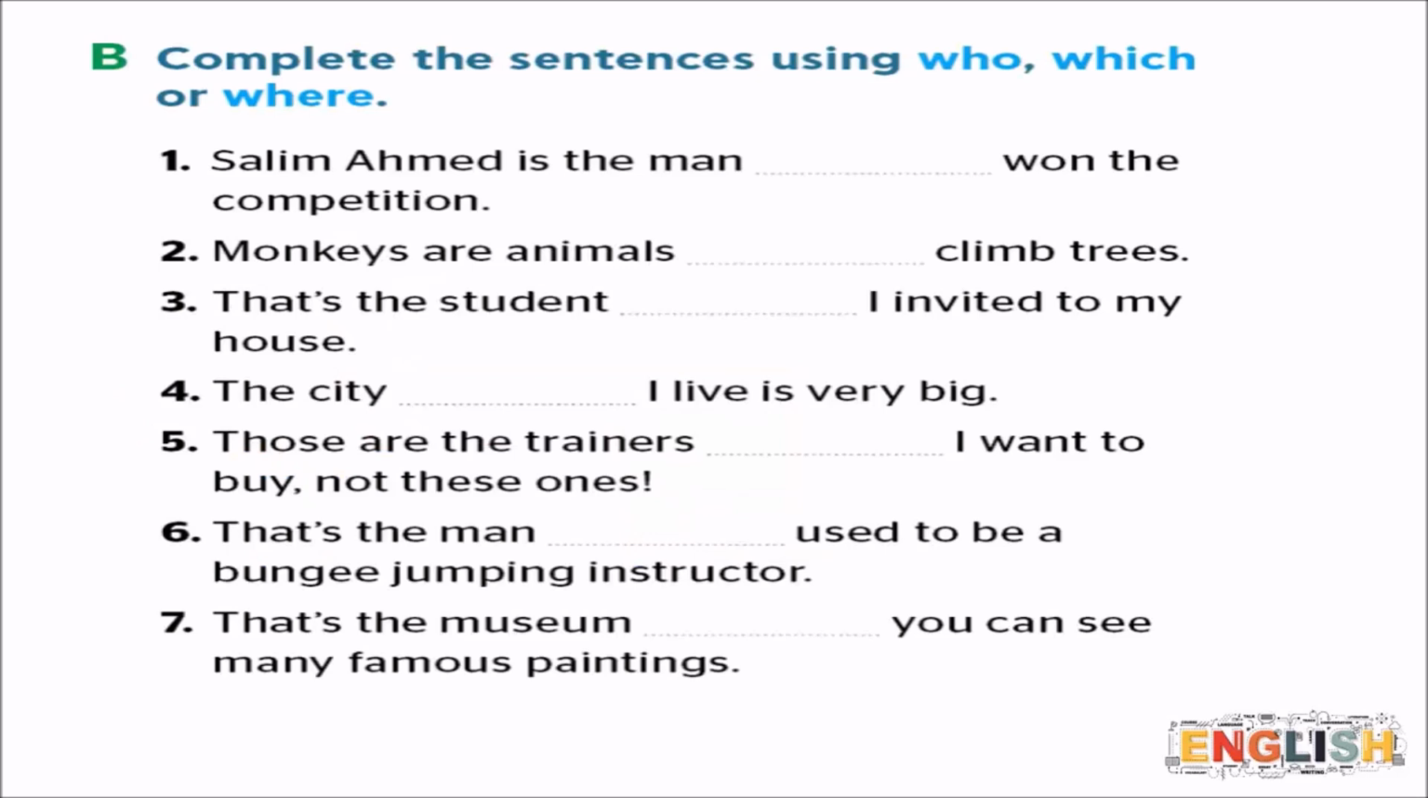Okay guys, now time to practice. Here you're going to complete the sentences using the relative pronouns who or which, or the relative adverb where. But before that, let's do the first sentence together. Salim Ahmed is the man who won the competition. Here we talk about a person, so we need to use the relative pronoun who. So now I'll give you 15 seconds, then we will check your answers.